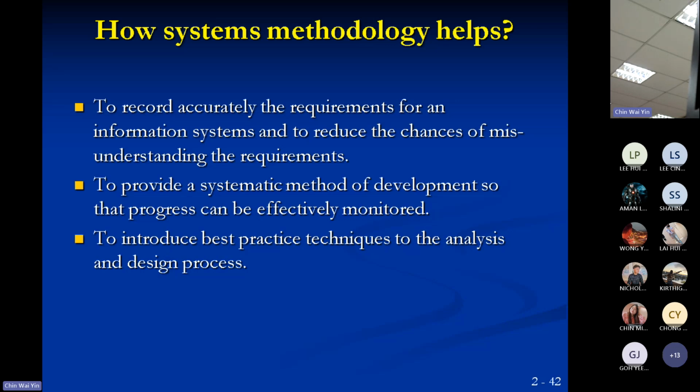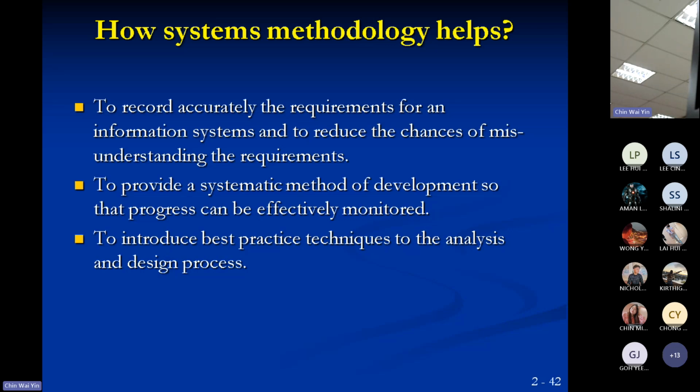Why do we want to learn methodology? Why are we learning SDLC? That's the question, isn't it? Methodology helps because we can use it to record the requirements of our systems. It tells us why we record it, how we should record it, how we should keep it, present it, and so on, so that there is no gray area or misunderstanding of the requirements.